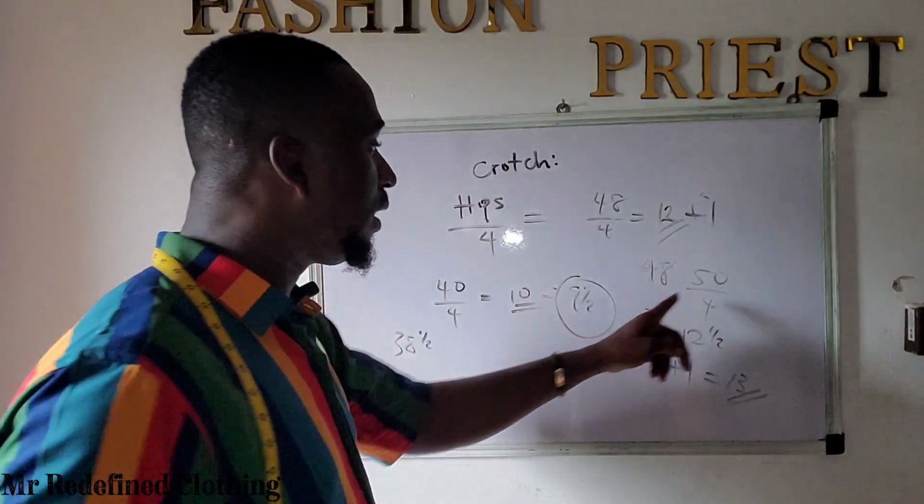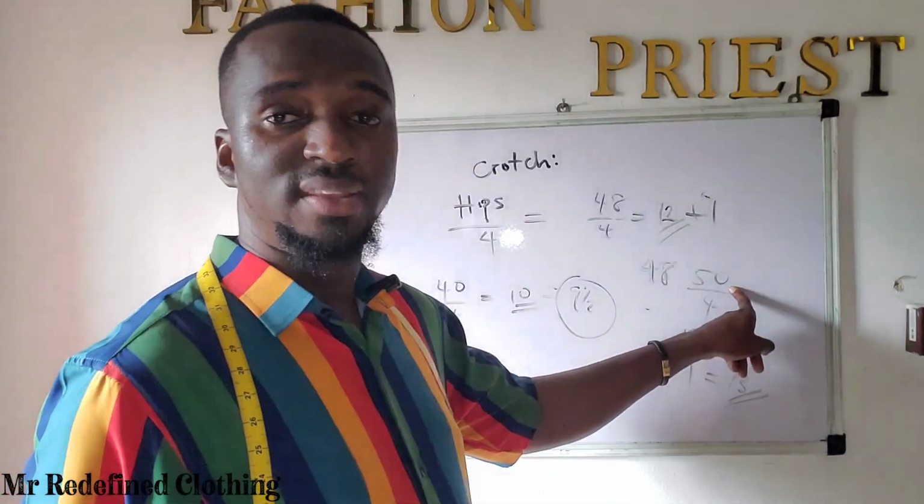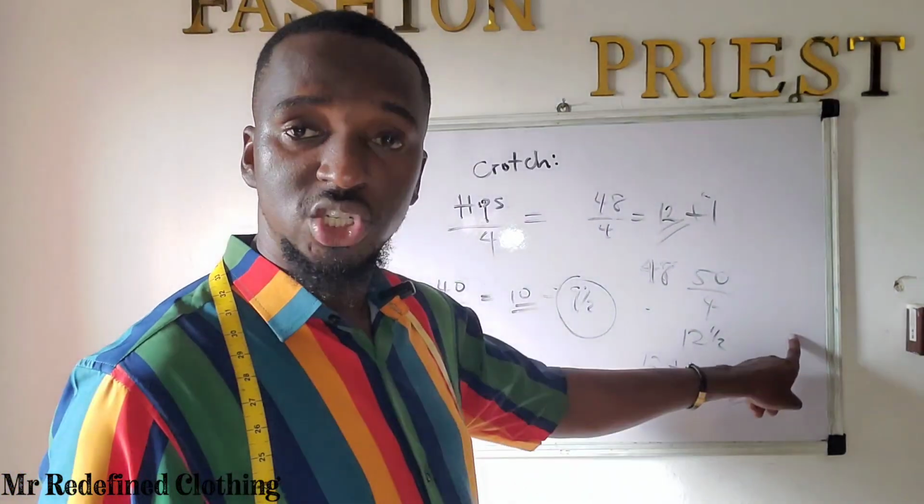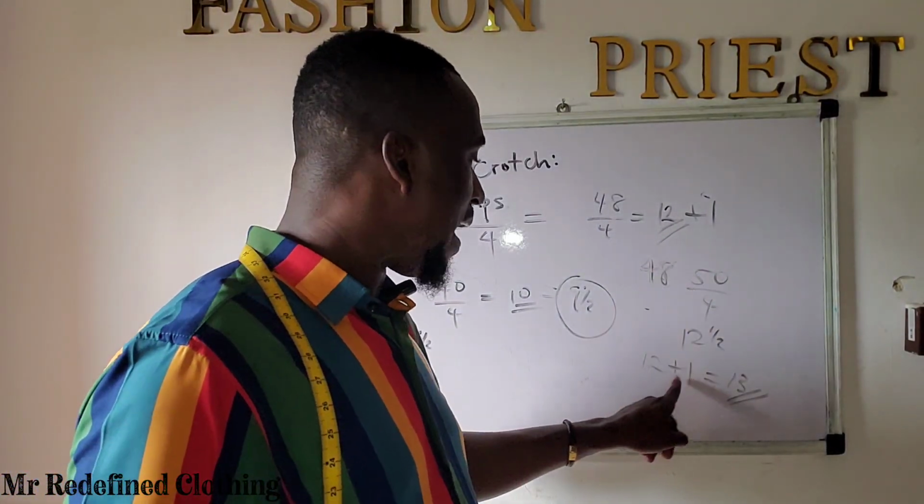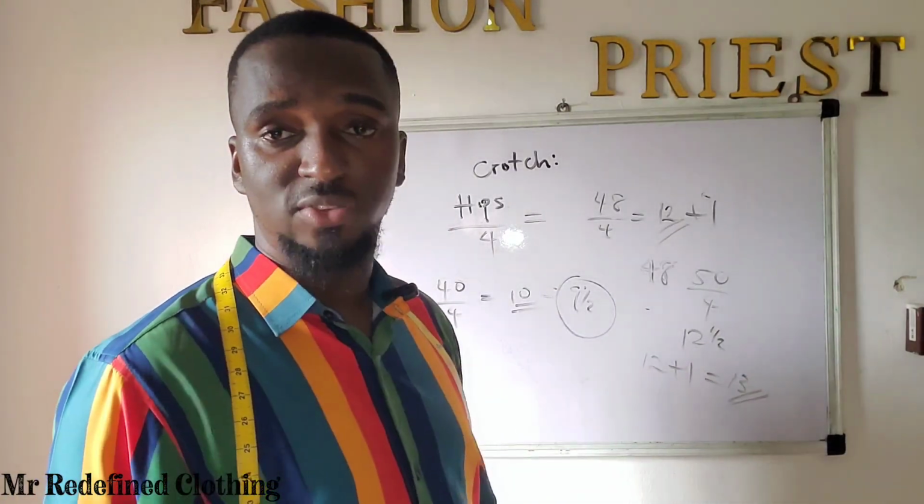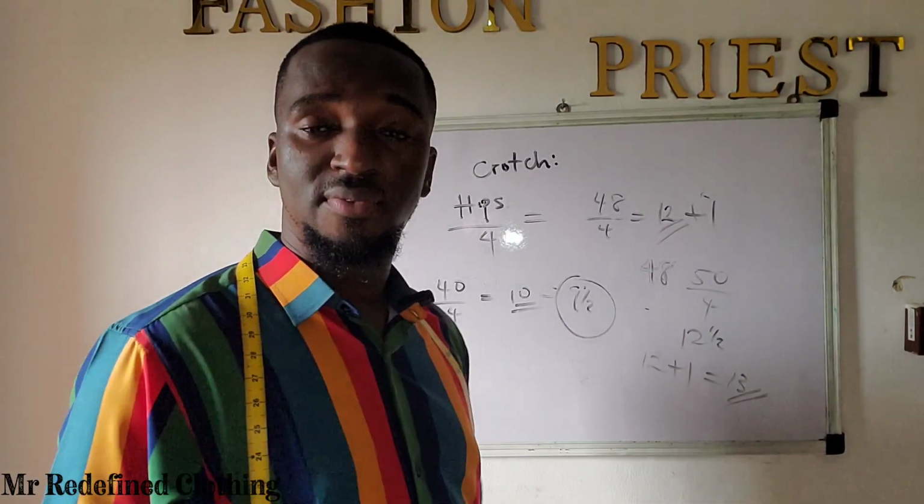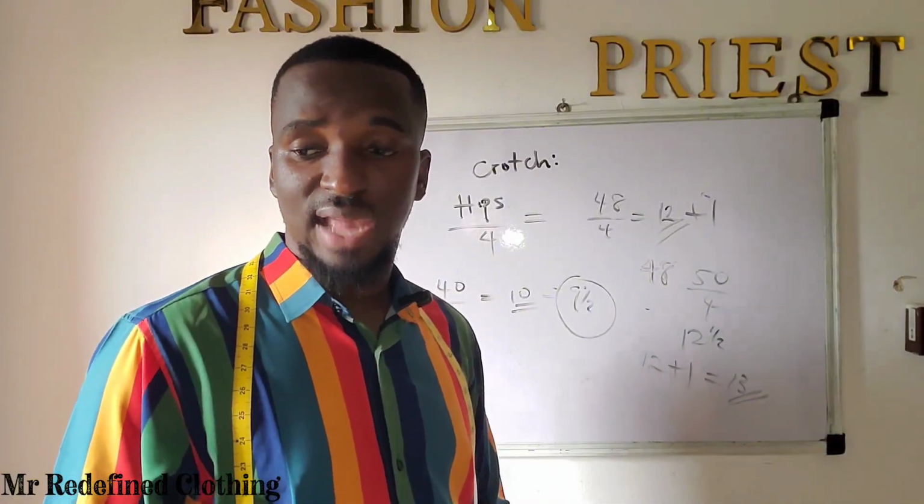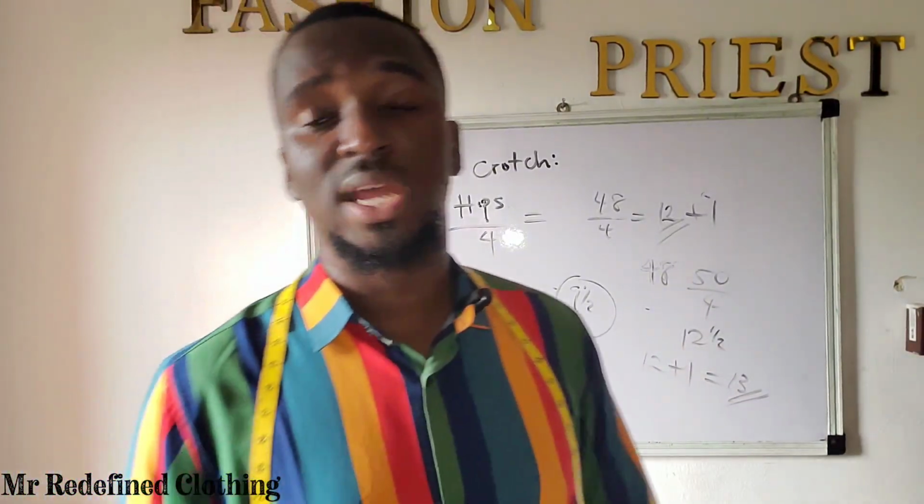So it's either you increase the hip to 50, divide by 4 and get 12.5 as crotch, or divide the 48 by 4 and add 1 to it to get 13. So the difference is just half an inch. So you can go either way to make for Ankara for all sizes. Ankara crotch and plain fabric crotch are not the same.